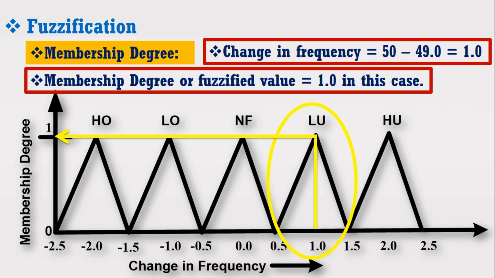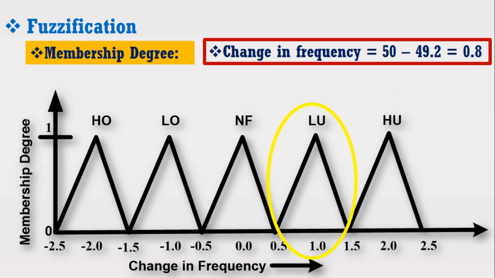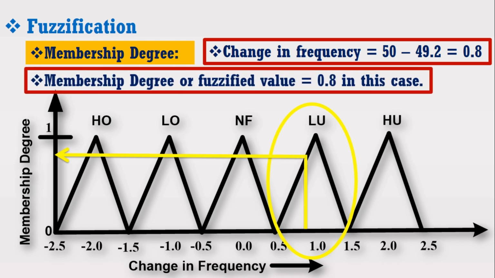This membership degree may vary with respect to the crisp number. Suppose this value is 0.8 Hz, then its membership degree by using the graphical method is 0.8. It may be noted that in the real calculation, mathematical expressions are used to calculate this membership degree. Friends, at this stage, the first step of the fuzzy logic control process known as fuzzification is completed.